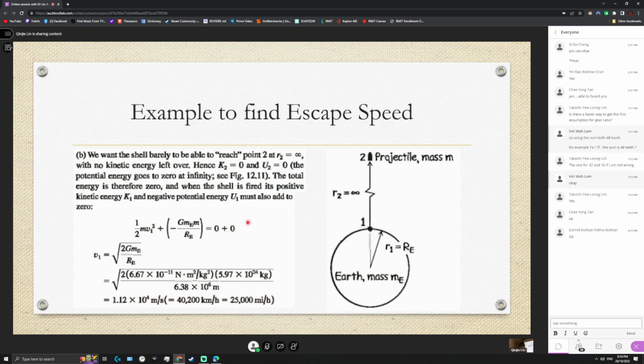Following this, the same thing, we are going to solve for V1, which is the velocity at the start. If you put in the values, you'll get another value for this. Of course, this value has to be higher than part A, because in part A we only wanted to reach a height equal to the Earth radius. Now we want to break free from Earth, so of course this velocity has to be much higher. It's square root of 2GM over r.